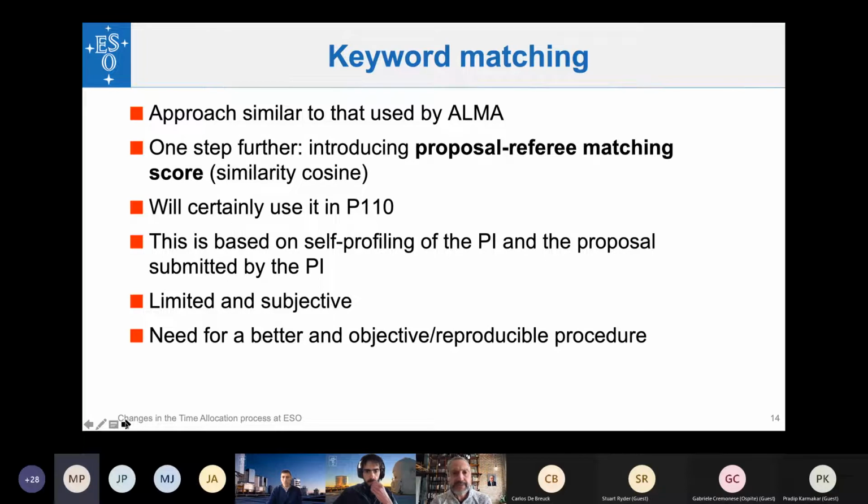So we go for a proposal-referee matching score using cosine similarity, and this will be used in P110. We are still refining the distribution algorithm, which is going to be quite sophisticated. As I said, this is based on self-profiling. So you will self-profile yourself as a reviewer, and you have already done so if you have submitted a proposal. And you will self-profile your proposal by specifying those keywords. Of course, this is subjective and limited, and so we are looking into future, better, more reproducible and objective ways of doing that.